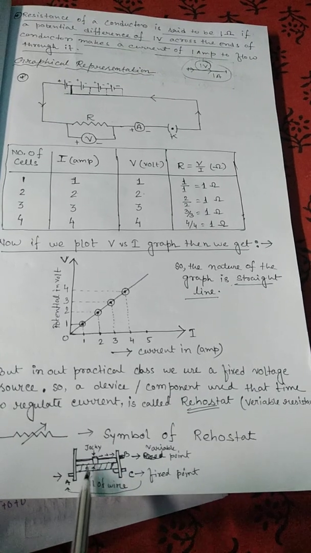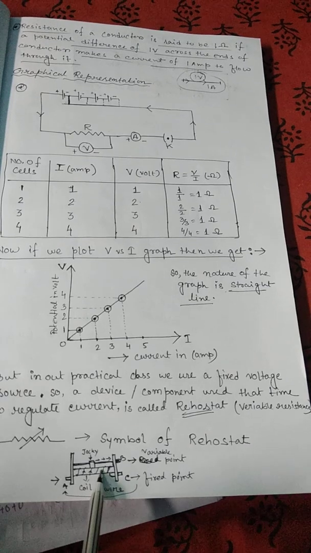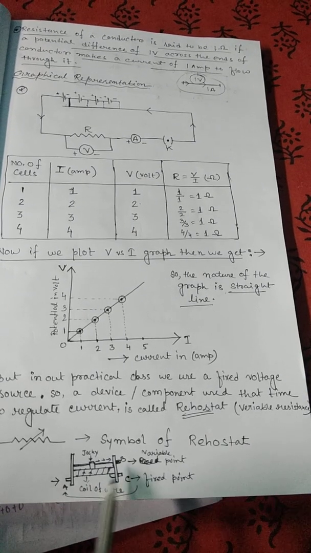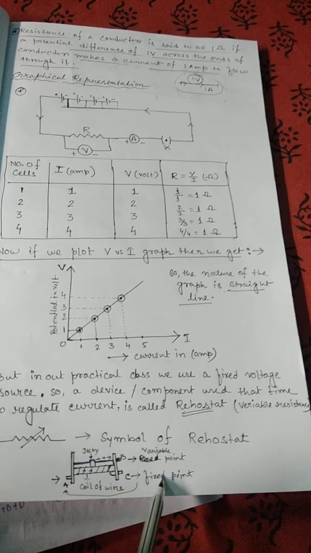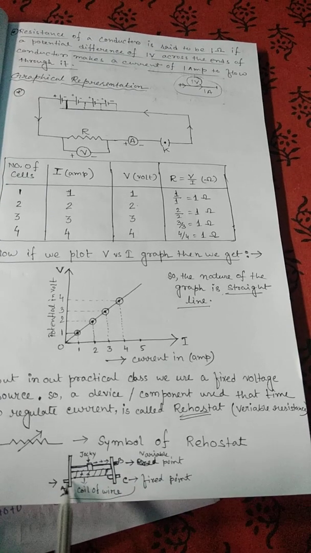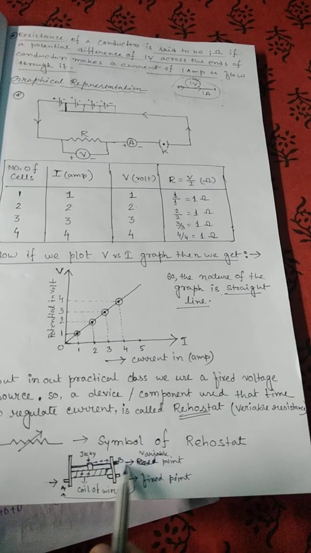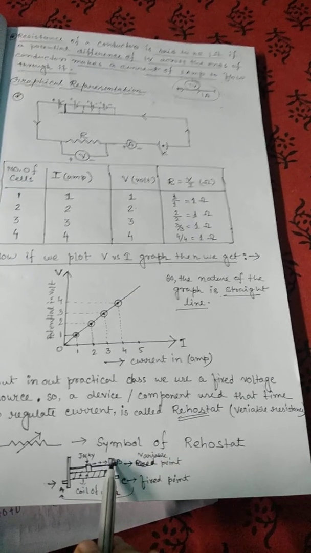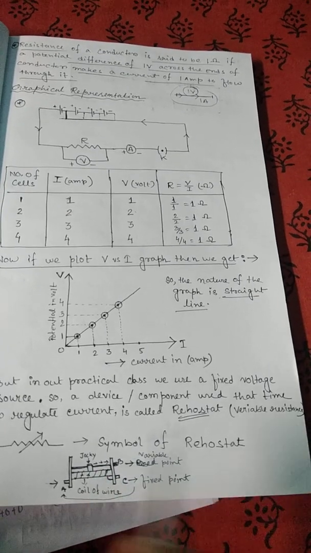One jockey is over there, and one coil is wrapped over this body. This is a coil of wire. Here we get 2 points. These 2, A and C, are fixed points. From this one the current goes in and this one is the current out. And B point is a variable point. B point is connected with a jockey, and this jockey is slid over this coil.